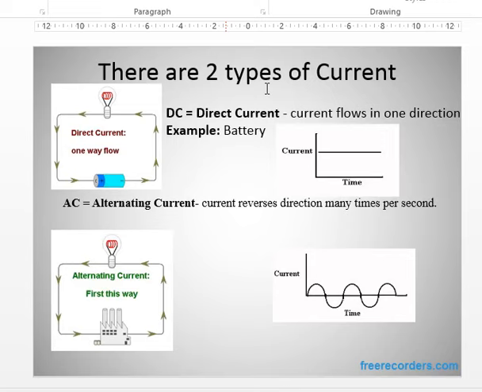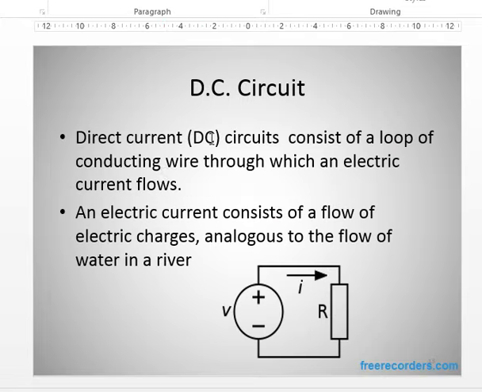There are two types of current: DC current and AC current. What is DC current? It is called direct current. It flows from one end of the circuit to the other end of the circuit. Current is independent of time. In alternating current, for half of the cycle it flows in one direction, and in the other half of the cycle it flows in the opposite direction. So here we are going to discuss only DC circuits, DC current.